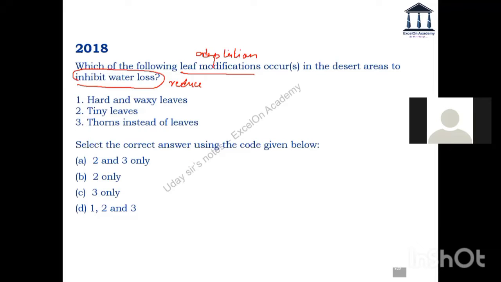Which of the following leaf modifications occurs in desert areas to inhibit water loss? Okay. First is hard and waxy leaves. Hard and waxy leaves. Yeah.